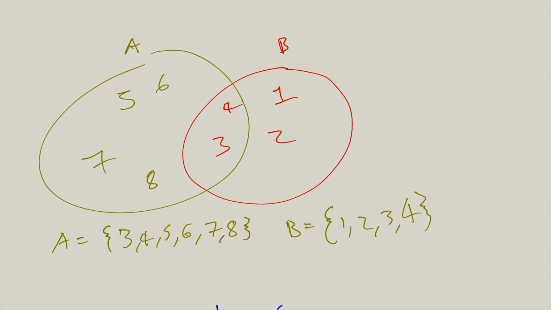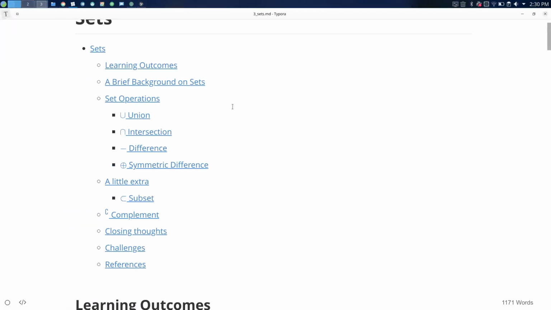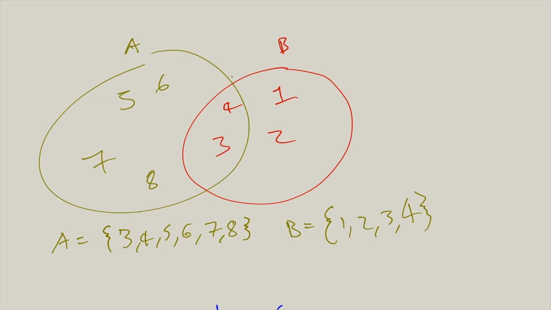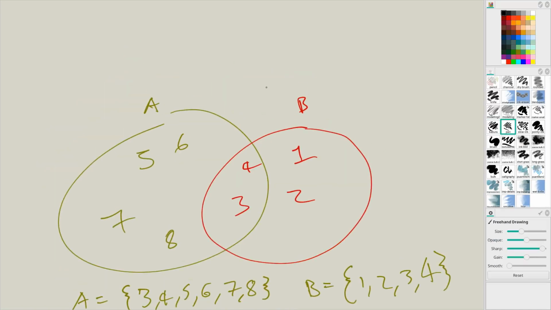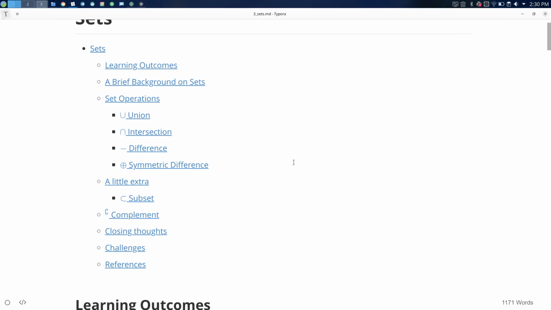Let's look at the sort of terms we had here: union, intersection, difference, and symmetric difference. What bit do you think this middle bit would be? What do you think that would be called? Oh, I don't like that color. It's too dark. There we go. This bit here. So we've got union, intersection, difference, and symmetric difference.